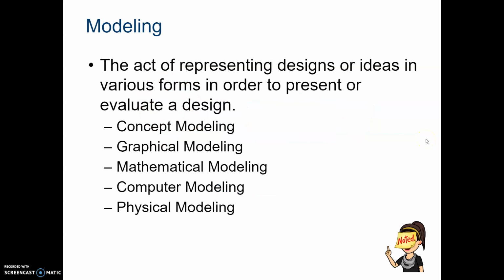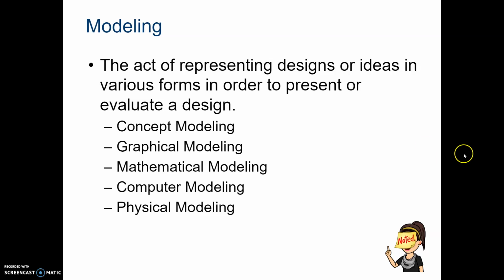So first, modeling is the act of representing designs or ideas in various forms in order to present or evaluate a design. All we're doing is finding a way to represent information so that it makes sense. Now we have different types of modeling. The types that we're going to talk about in this presentation are concept modeling, graphical modeling, mathematical modeling, computer modeling, and physical modeling.